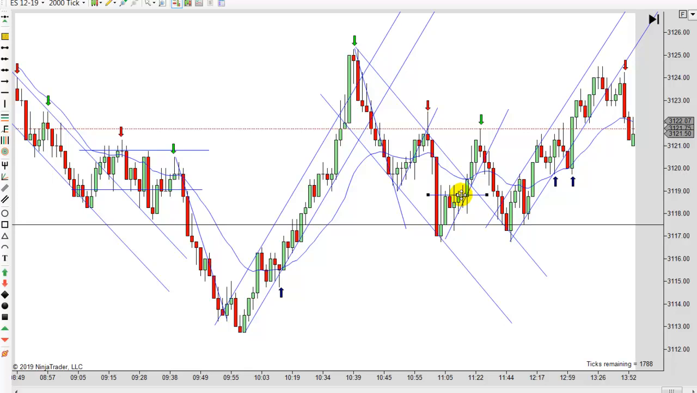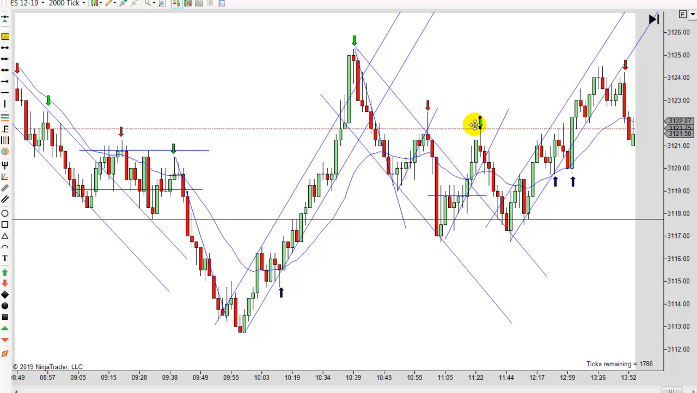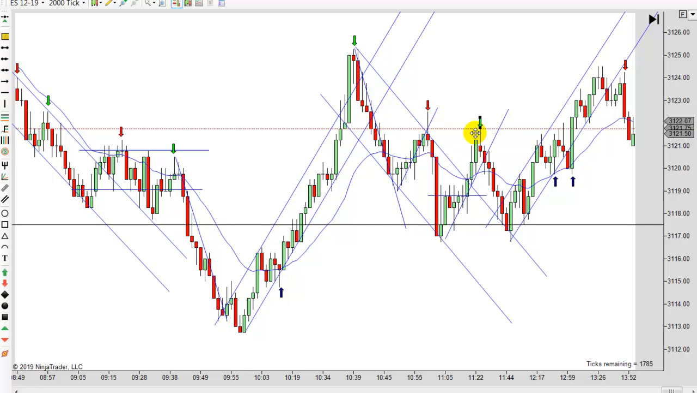You can see that resistance right there. Little congestion area. We break out, it fails, comes right back and gets in there and resets kind of. So you may take that to the short. You could look at that almost as a double test, because notice how we pulled back and tested that once, twice. Plus it's a failed breakout of this.